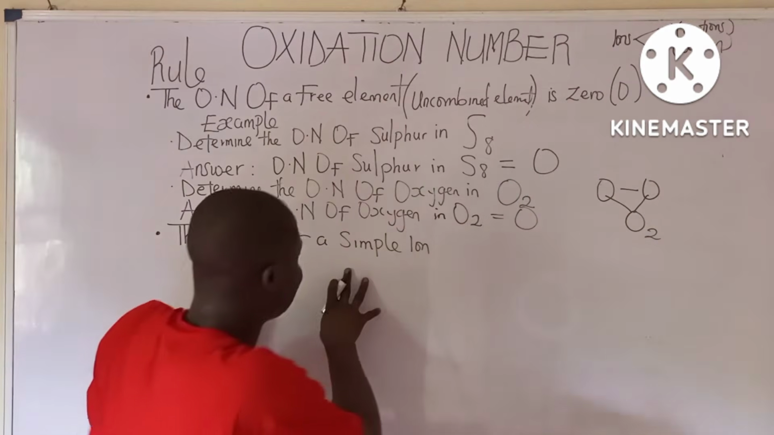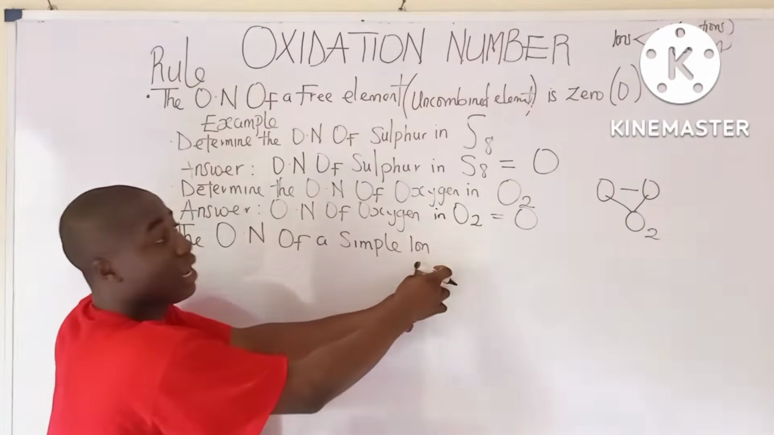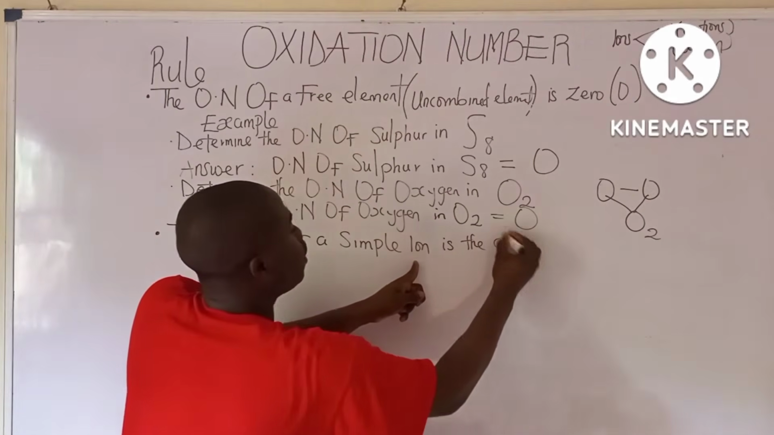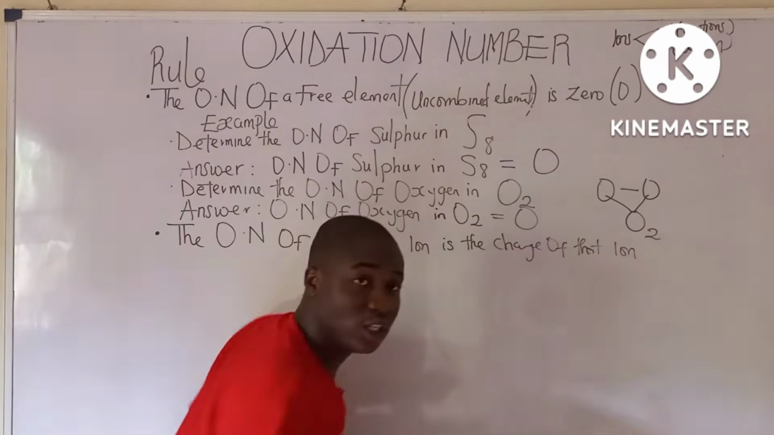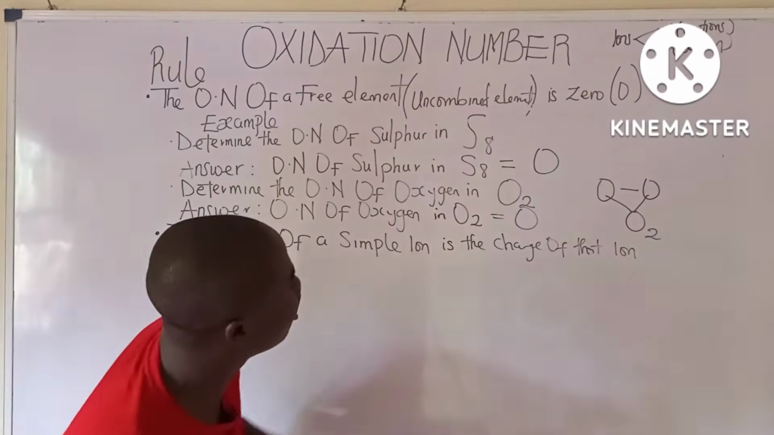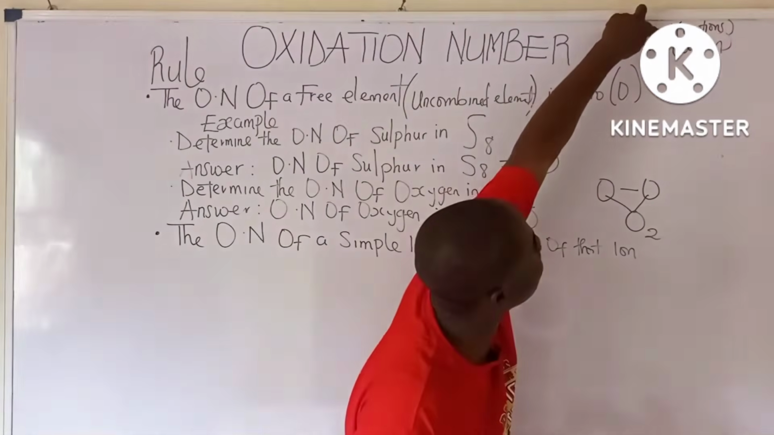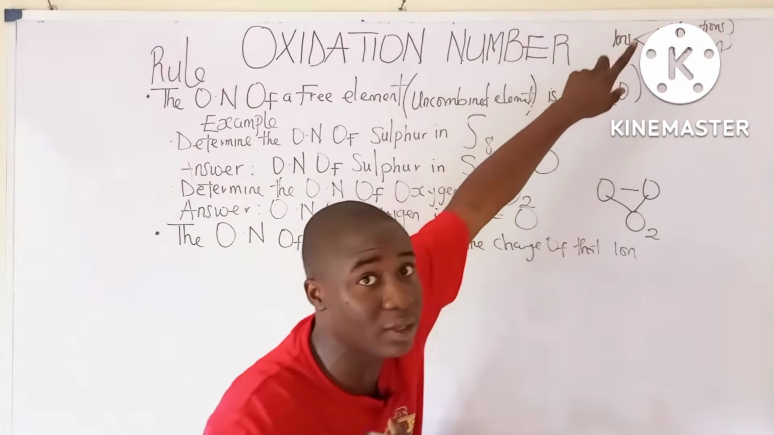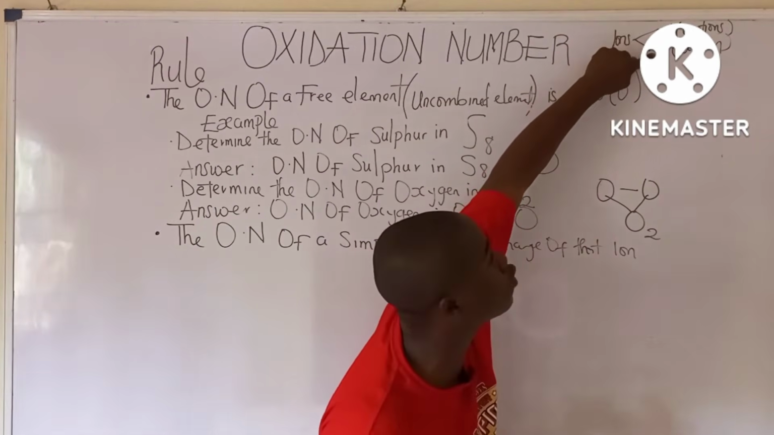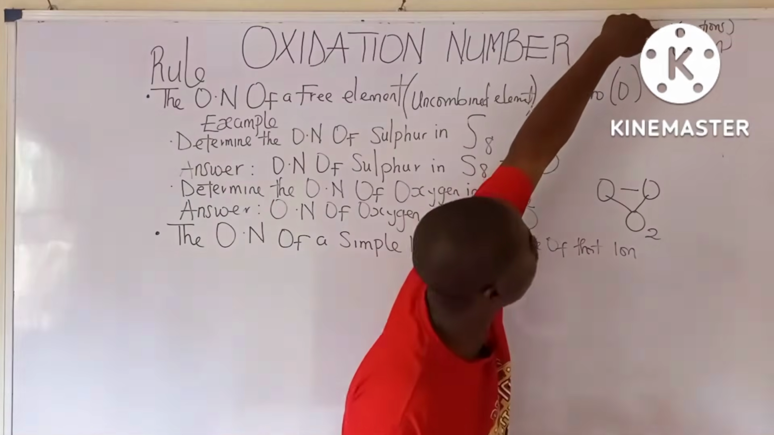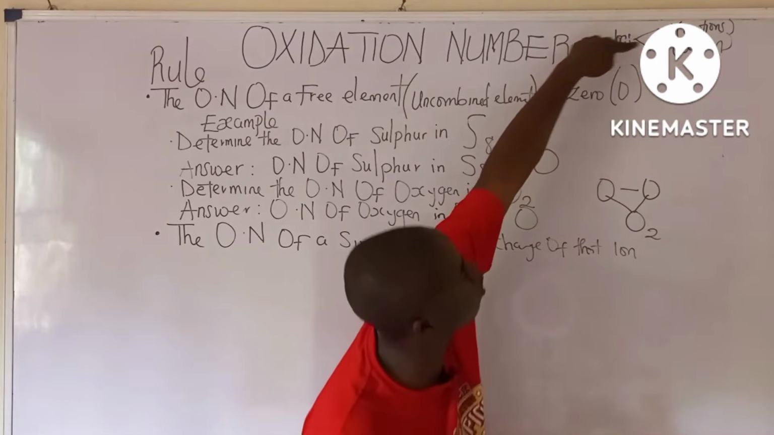So the rule is saying the oxidation number of a simple ion, either a cation or an anion, is the charge of that ion. So for instance, if a particular ion is positively charged, with +1, what becomes the oxidation number of that ion? It is +1. If it was -1, the oxidation number of that ion is -1. If it was +2, the oxidation number becomes +2. And if it was -2, the oxidation number becomes -2.